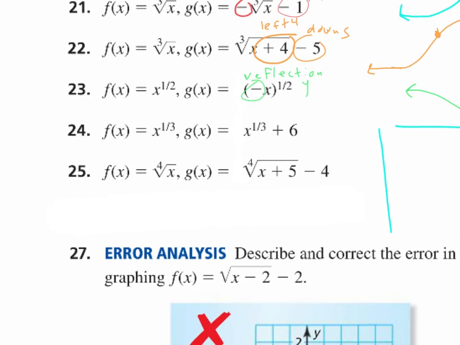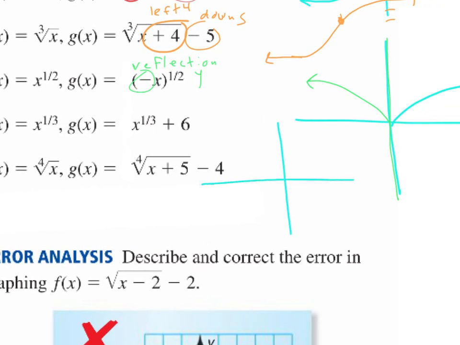Right, for 24, we have the cubed root, so we have that curvy looking one here. What does this plus 6 tell us? Up 6. So 1, 2, 3, 4, 5, 6. Draw our graph through here.